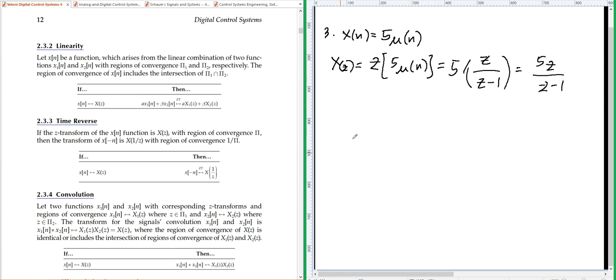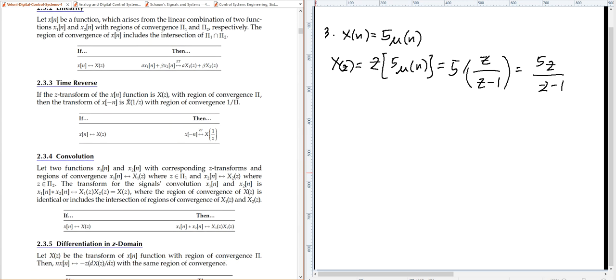So that's linearity. Linearity: if x(n) is a linear combination of two functions, x1 and x2, with regions of convergence R1 and R2 respectively, the region of convergence of x(n) includes the intersection of R1 and R2. We have here time reverse.